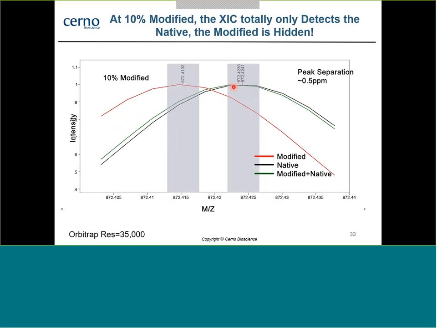Now, in the case that we looked at where we had about 10% of the modified form, what happens is when you add these two peaks together, shown in green here, so we're adding the red, except that we're scaling it to 10%, and we're adding the black, which is scaled to 90%. The peak, of both the native and the modified form, shifts over into one of the XIC windows, so we only see the native form. Effectively, the modified form is hidden from us. That's a problem, okay? And that's where the error comes in. And actually, the peak separation now, if you look at the centroid, is only about 0.5 ppm.